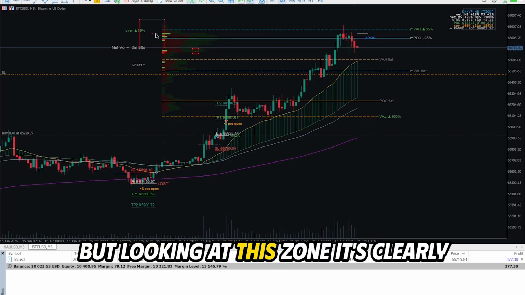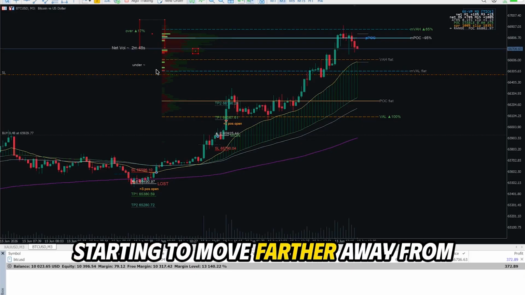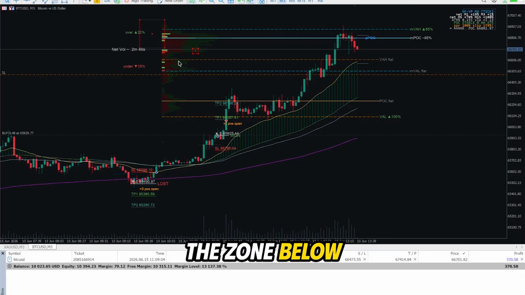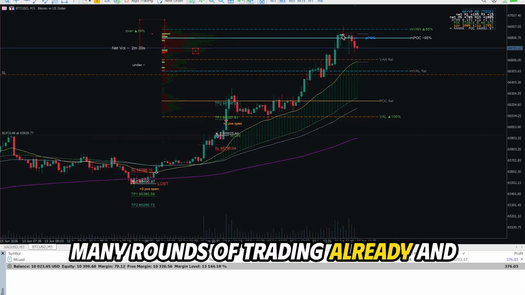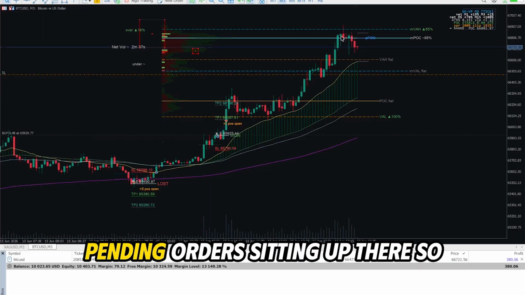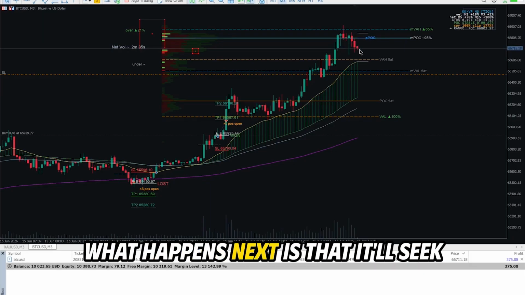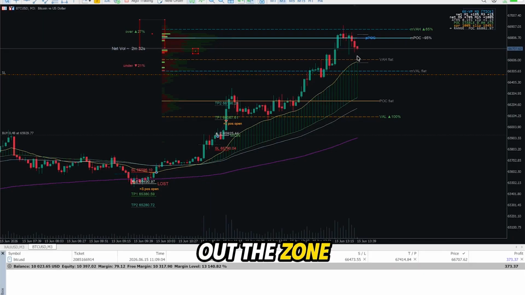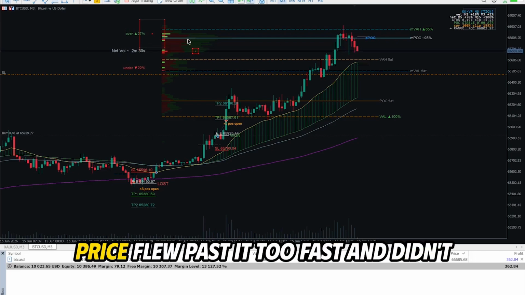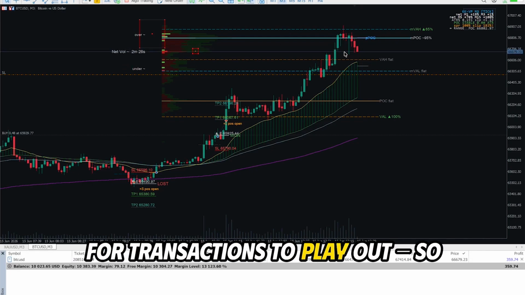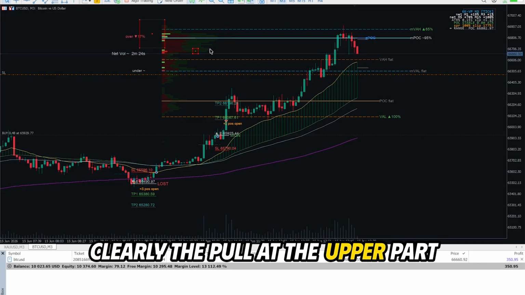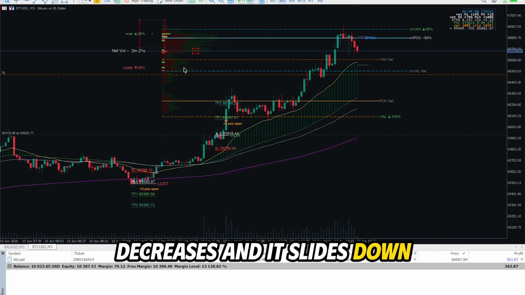But looking at this zone, it's clearly starting to move farther away from the zone. The lower side feels like, okay, the upper zone has gone through many rounds of trading already and has consumed quite a lot of pending orders sitting up there. So what happens next is that it has been sitting there all along. Price flew past it too fast for transactions to play out. So clearly the pool at the upper part decreases and it slides down.